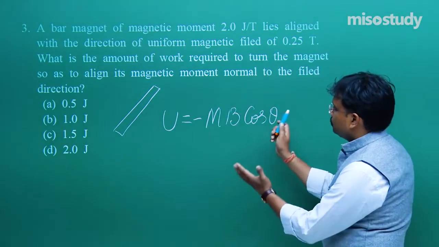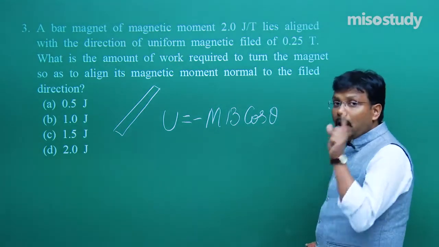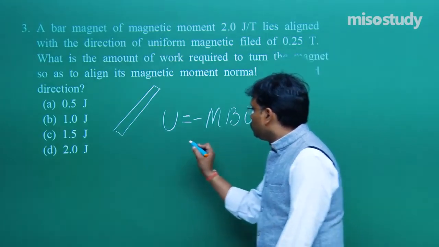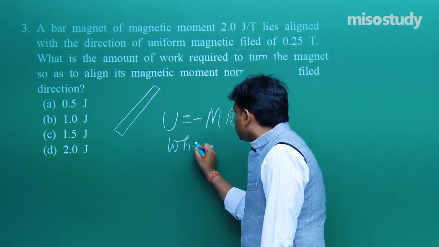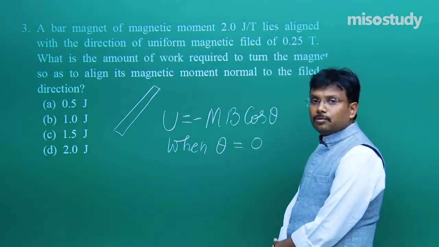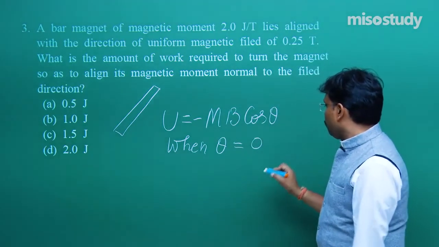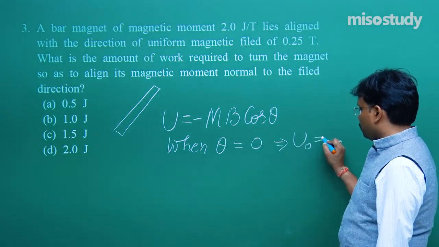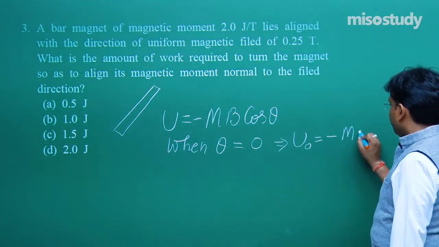Now this is your general formula, U is equal to minus mB cos theta. You have to apply the same formula in two conditions. What are those two conditions? When theta is equal to 0, cos 0 is 1. So what can I say? I can say U0 is equal to minus mB.